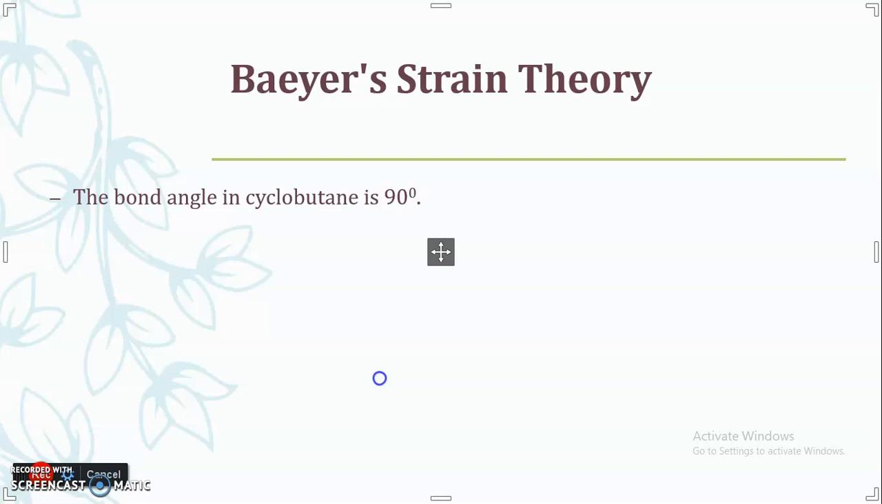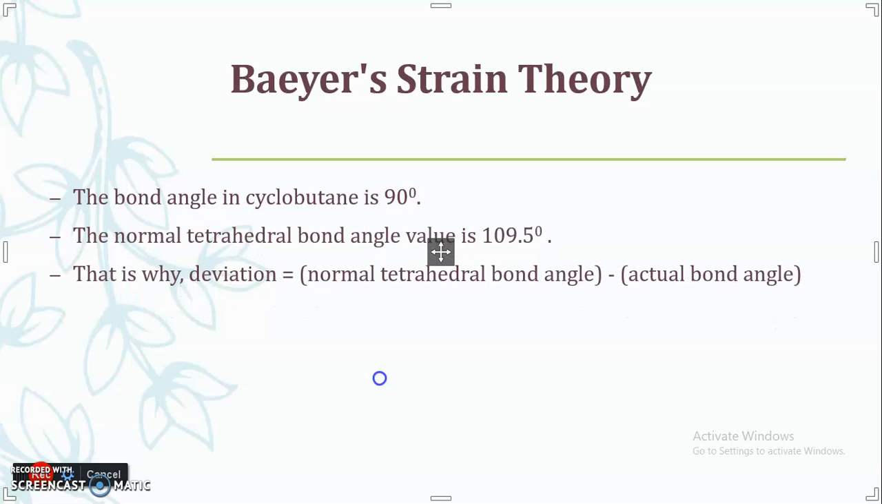Similarly, the bond angle in cyclobutane is 90 degrees, and the normal tetrahedral bond angle is 109.5. Again with the same formula, the deviation is 109.5 minus 90, which equals 19.5. You can just remember these values. In cyclopropane it was 49.5. In cyclobutane you can see this amount is reduced, meaning cyclobutane has less strain compared to cyclopropane. That's why it is more stable.